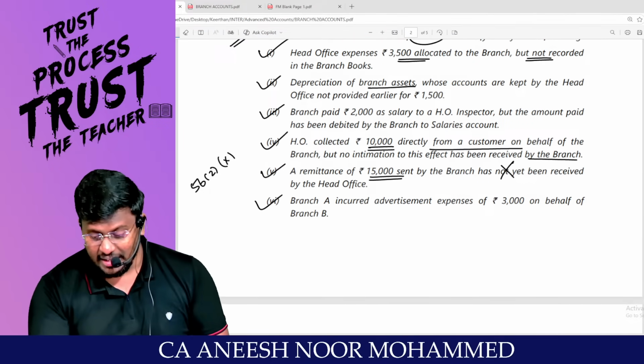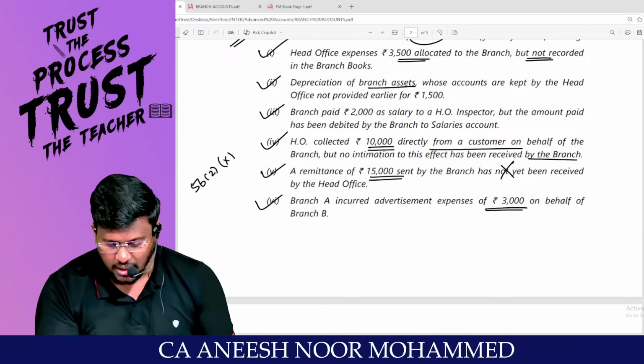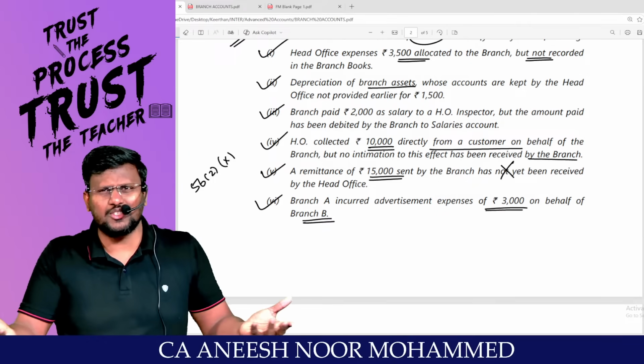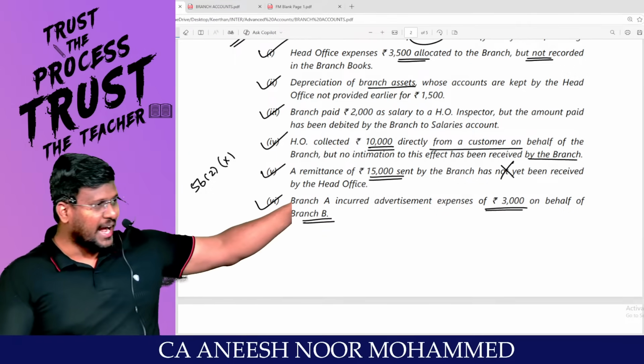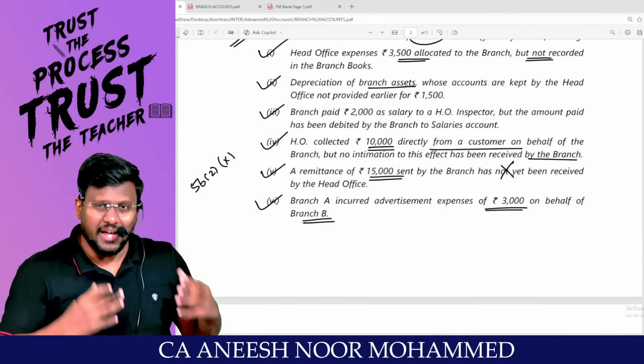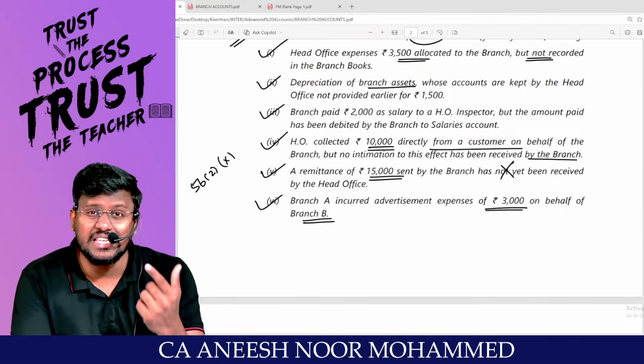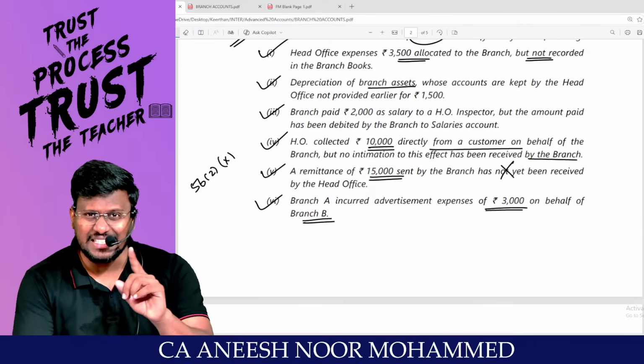Branch A incurred advertisement of 3,000 on behalf of branch B. It is not my expense. I have met branch B's expenses. That means it is a receivable. It's a receivable.